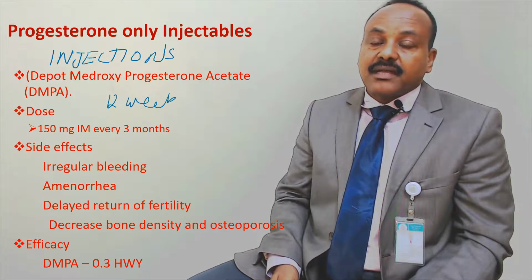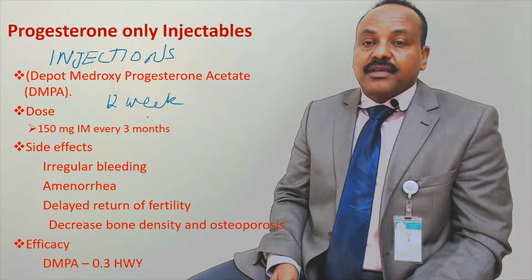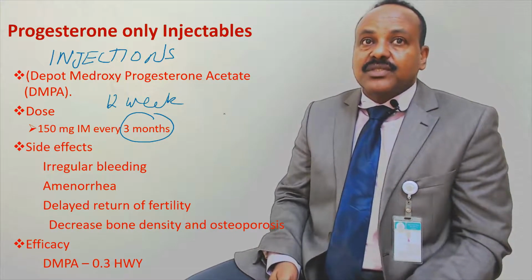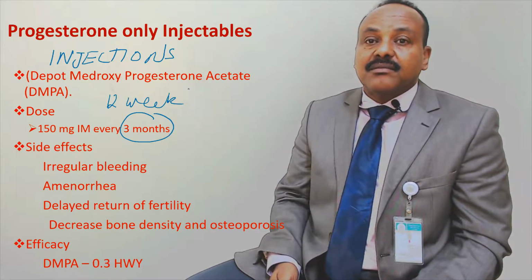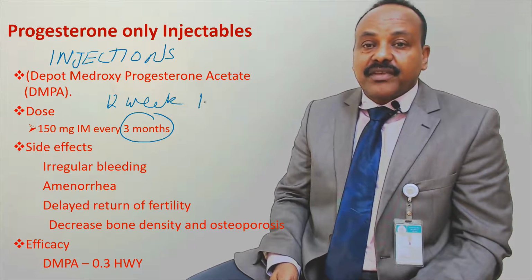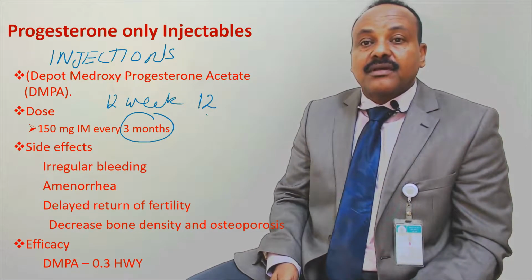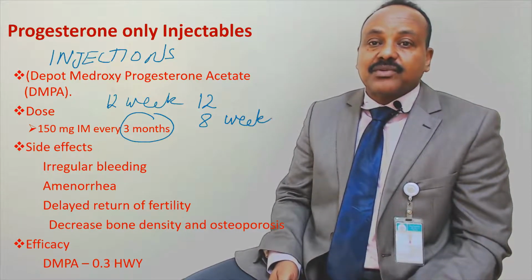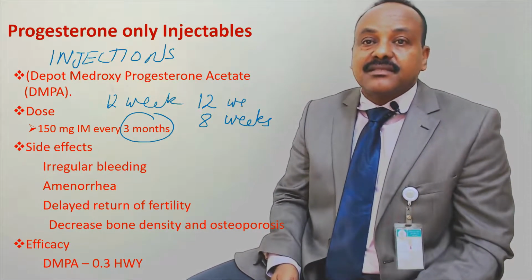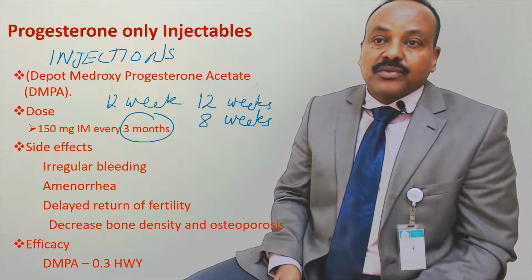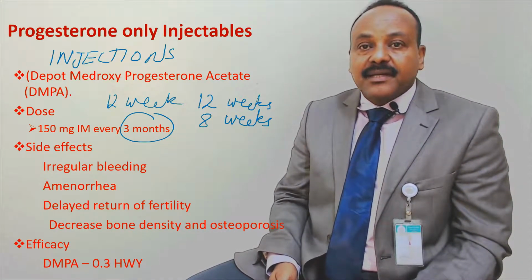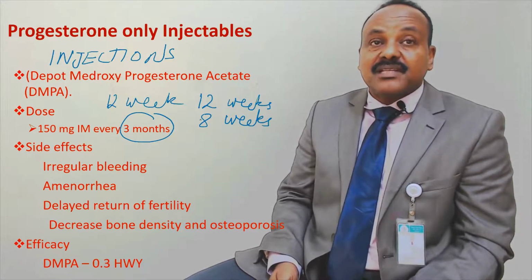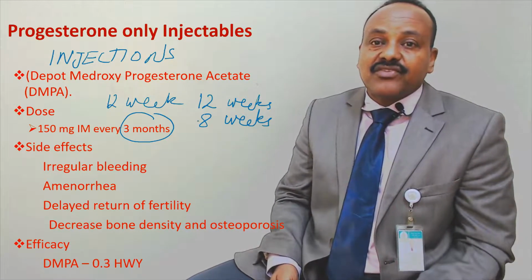It can give prevention of pregnancy for 3 months, and there are some types of injections which can give a contraceptive effect for 8 weeks or for 3 months. It depends on the type of the injection. Here, this is depot medroxyprogesterone acetate, DMPA. It can prevent pregnancy for 3 months. This means that the woman needs to take an injection every 3 months.